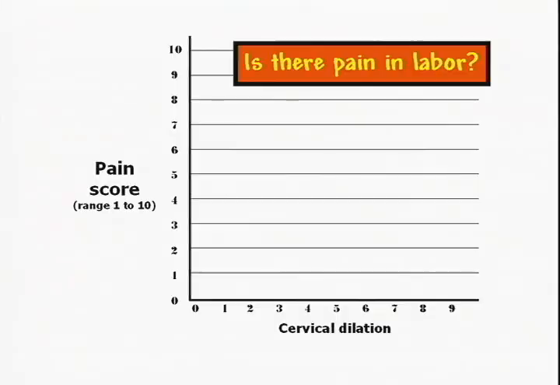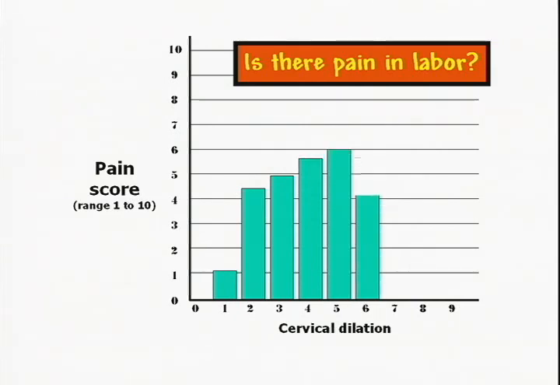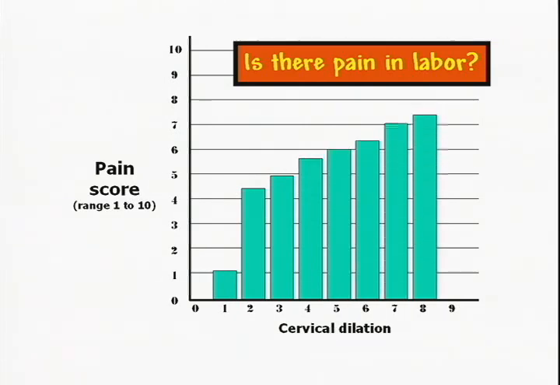This is a study done on 40 prima gravidas in labor, asking how much pain do you have on a pain score of 1 to 10 by dilation. 1 centimeter, hey, this isn't bad, I can handle this, no problem. 2 centimeters, ooh, 4.5, 3, 4. You can see as we get into the active phase of labor, by the time we're almost ready to be completely dilated, 8 to 9 out of 10.